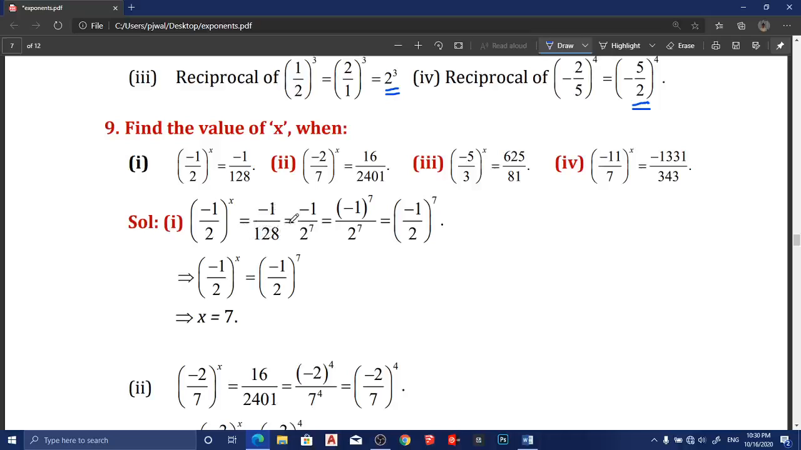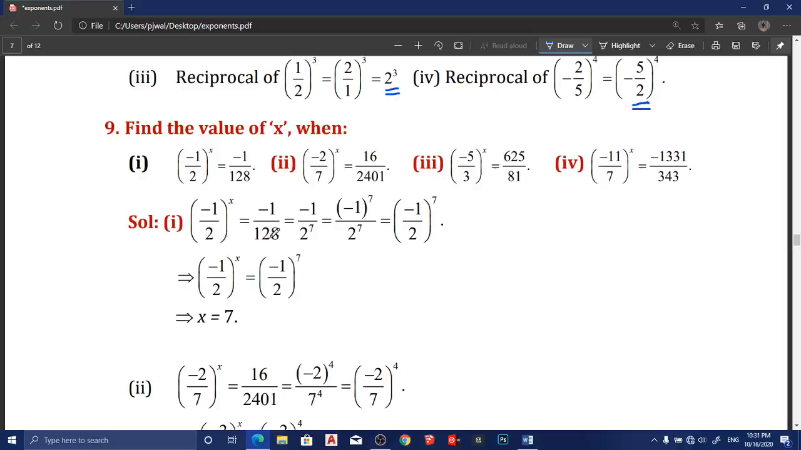Okay, observe here, what is the numerator here? Minus 1. Here also minus 1 only, no problem. But if you take this base, this is 2, this is 128. Means you have to convert this 128 as the exponent which is having the base 2, because we have to compare these. To compare these two, bases should be equal.